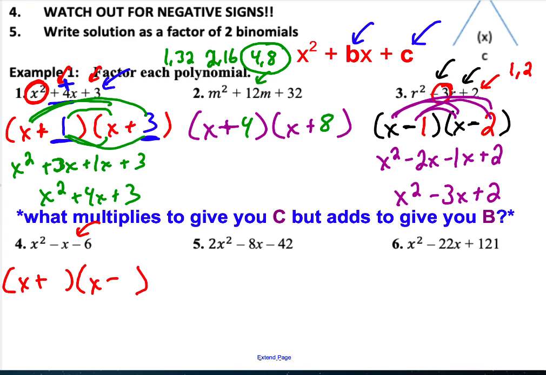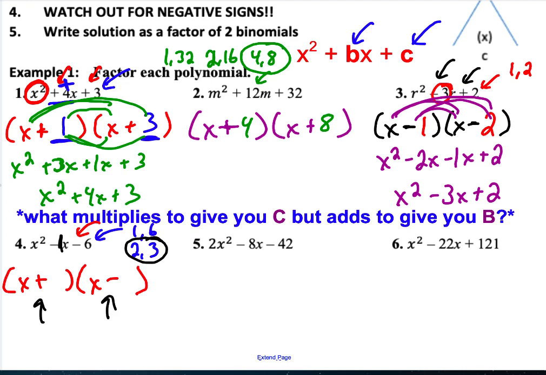So now, when we think about it, I need numbers that multiply to give me 6. So I could do 1 times 6, or 2 times 3. But because they have different signs, they're going to get subtracted from each other. So I need numbers that subtract to give me 1. Well, the only combination that's going to subtract to give me 1 is a 2 and a 3.